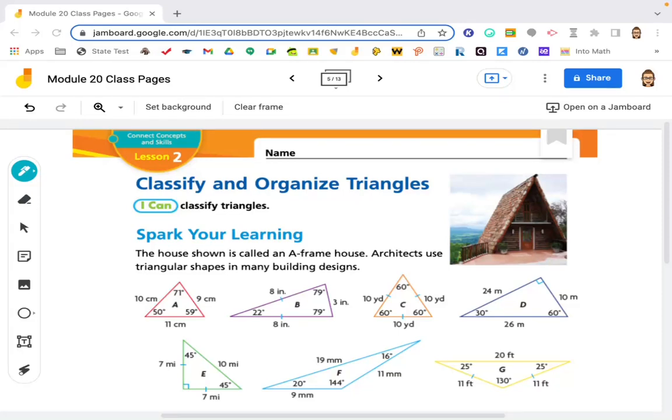Hello, my mathematicians. Today we are looking at Module 20, Lesson 2, Classify and Organize Triangles. Hopefully by the end of this lesson, you'll be able to classify triangles.